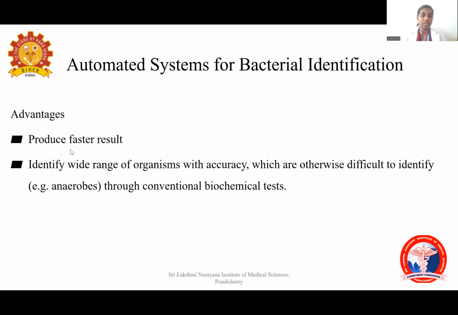So it gives a faster result, it will identify a wide range of organisms, and the accuracy is also high. One more thing is, in conventional biochemical tests, we can't always do the test for certain organisms such as anaerobes and fastidious organisms, which are difficult to grow. In such cases also, automated tests can be used for these difficult to grow organisms.